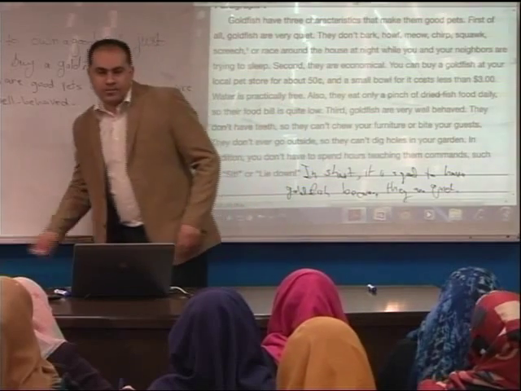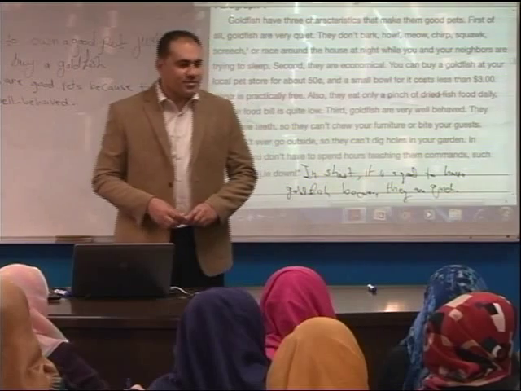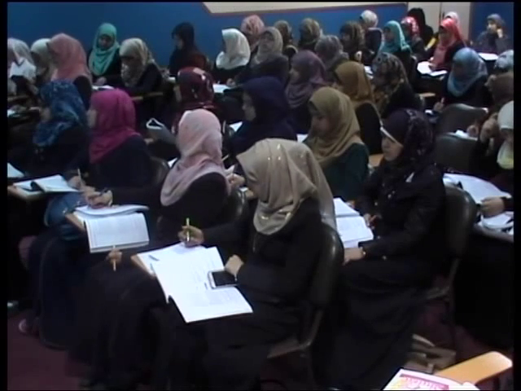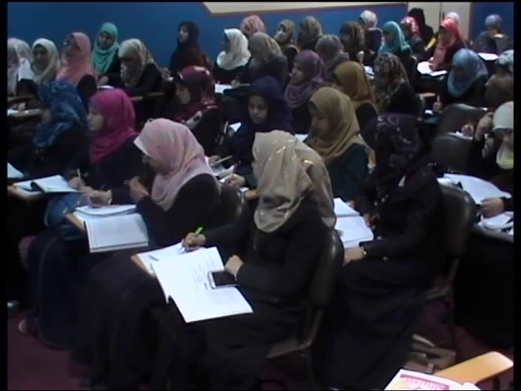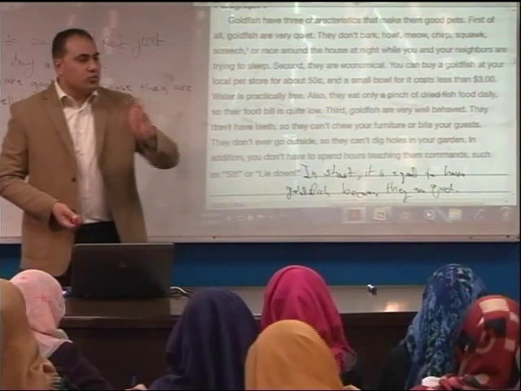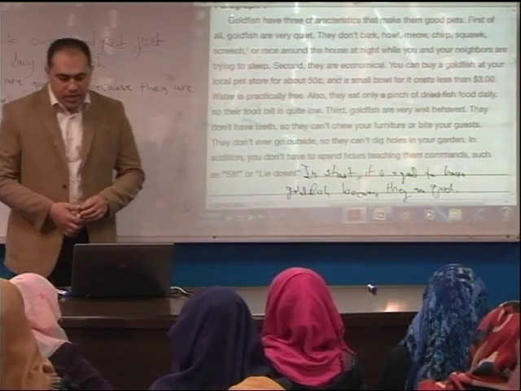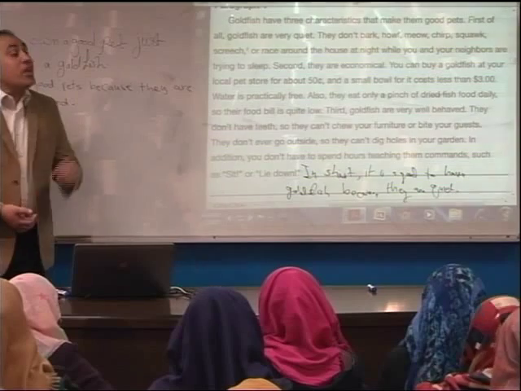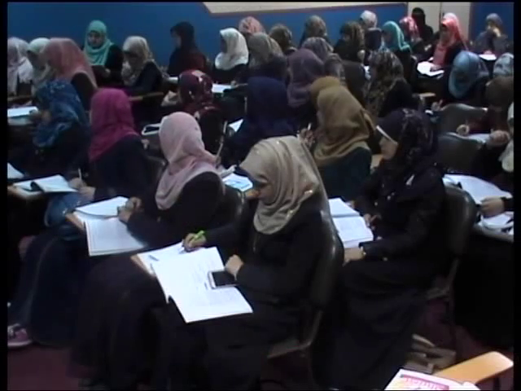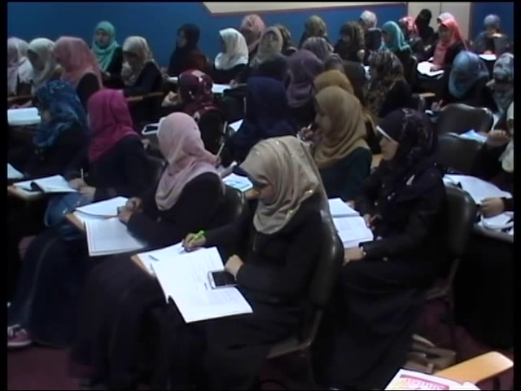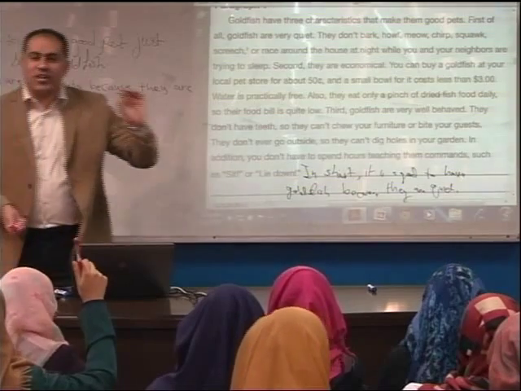All right. What was your sentence? To summarize, goldfish can attract everyone because they are quiet, economical, and well-behaved. Very nice. They can attract or draw anyone's attention because they are quiet, economical, and well-behaved. Very nice. To conclude, goldfish are very quiet, economical, and well-behaved. So you summarize the main points: quiet, economical, and well-behaved.